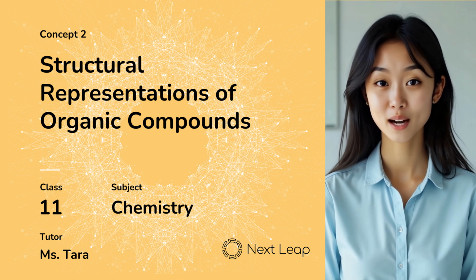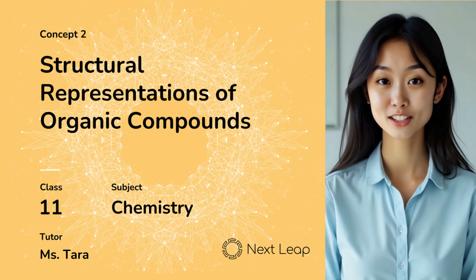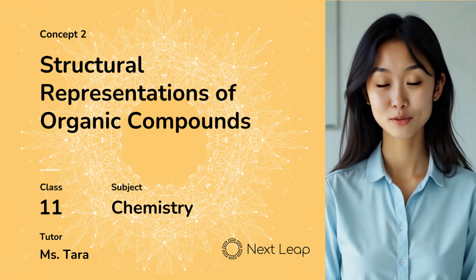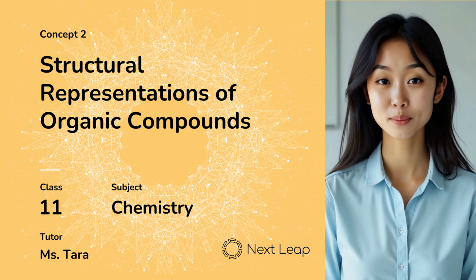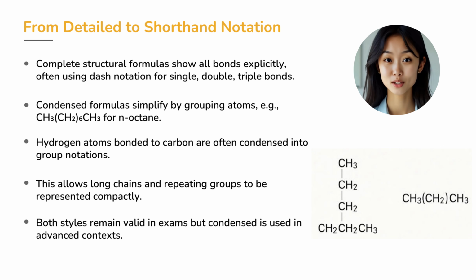These conventions are like different languages, and as an organic chemist, you must be fluent in all of them. Let's begin with complete versus condensed formulas. A complete structural formula shows every single bond explicitly. For example, in ethene, written as H2C=CH2, the double bond is drawn as two parallel dashes. In condensed formulas, we skip some dashes and group atoms.